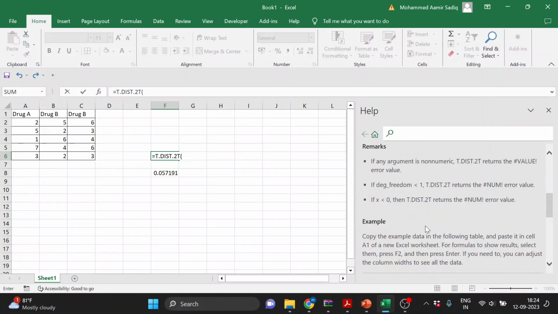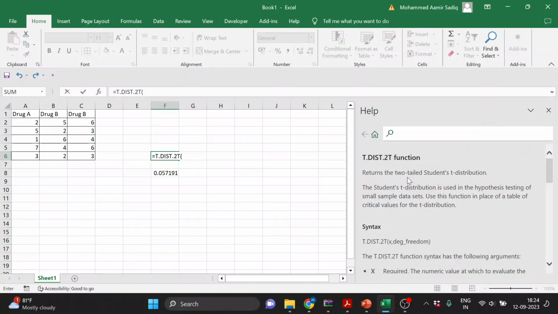And then you can do a one tail, two tail, and things like that. This is for a two tail. One tail will be just one t, and then you have to again specify the values.